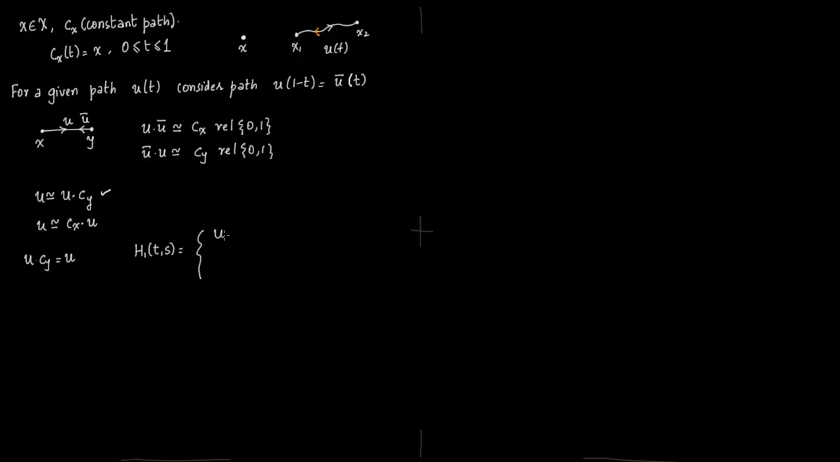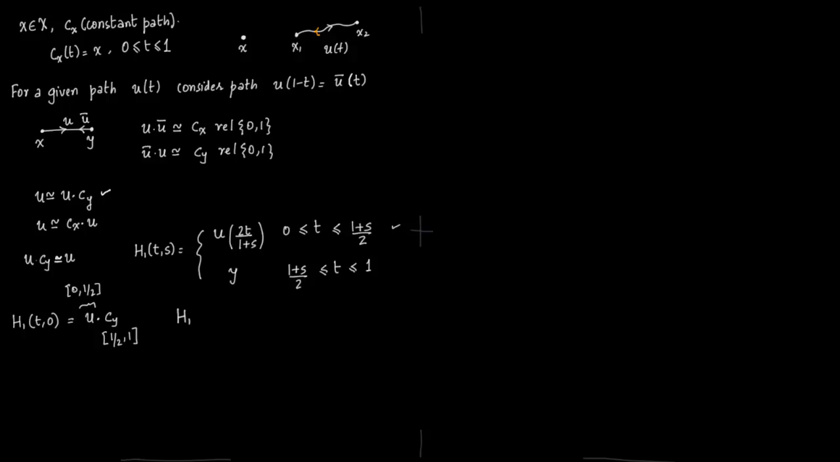So the homotopy we are going to write, we denote by h subscript 1 of t comma s. So you have u of 2t over 1 plus s, where t lies between 0 and (1 plus s) by 2. And then between (1 plus s) by 2 and 1, the homotopy is just y. So this is actually very easy. You just plug in 0 for s. So you travel u in the first half of the interval, that is from 0 to half, and in the second half you remain at y. So just plug in s equals 0 and this becomes immediately clear.